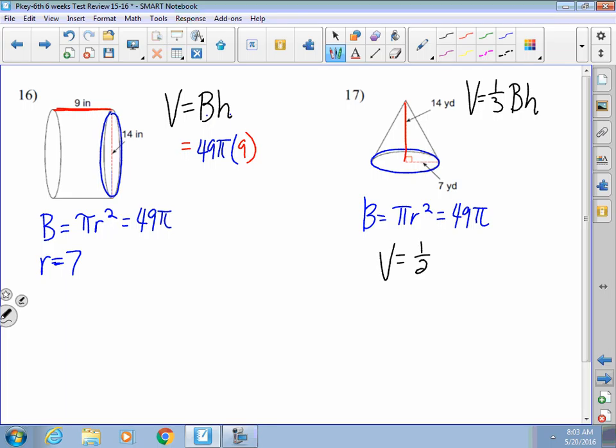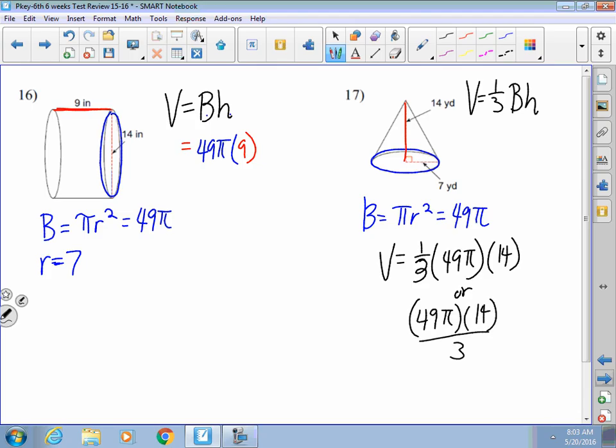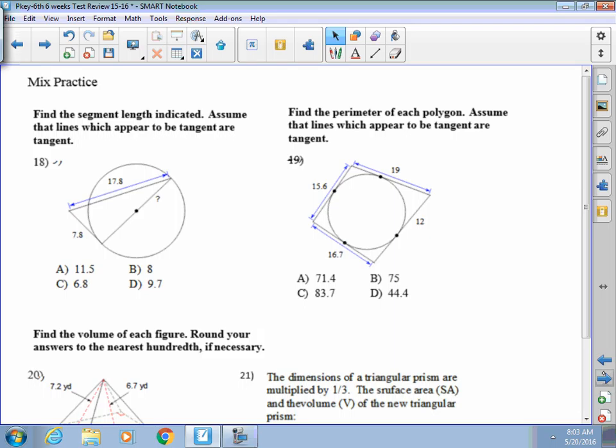So we're just plugging it in. Volume is 1/3 times 49 pi, which is the area of our base, times our height, which is 14. Or some of you want to go straight to 49 pi times 14 divided by 3. So all you got to do is multiply your numbers, 49 and 14 together, then divide by 3, put the pi at the end. It's a decimal answer.